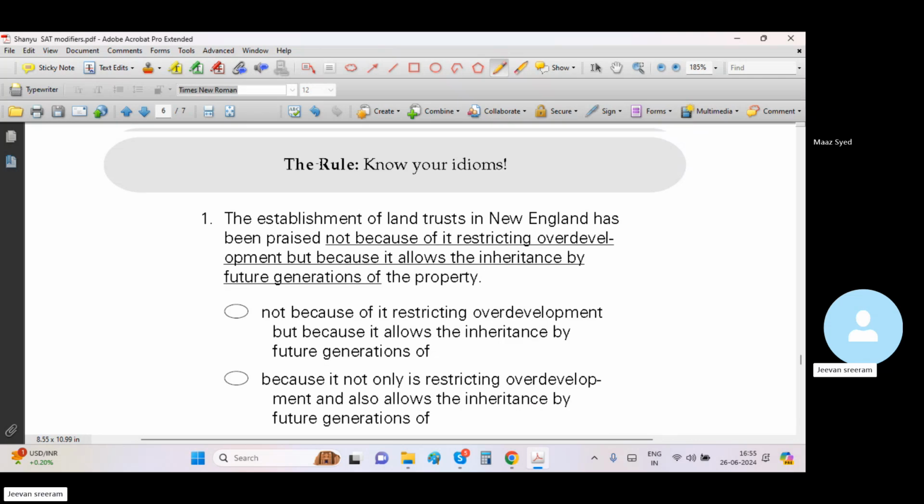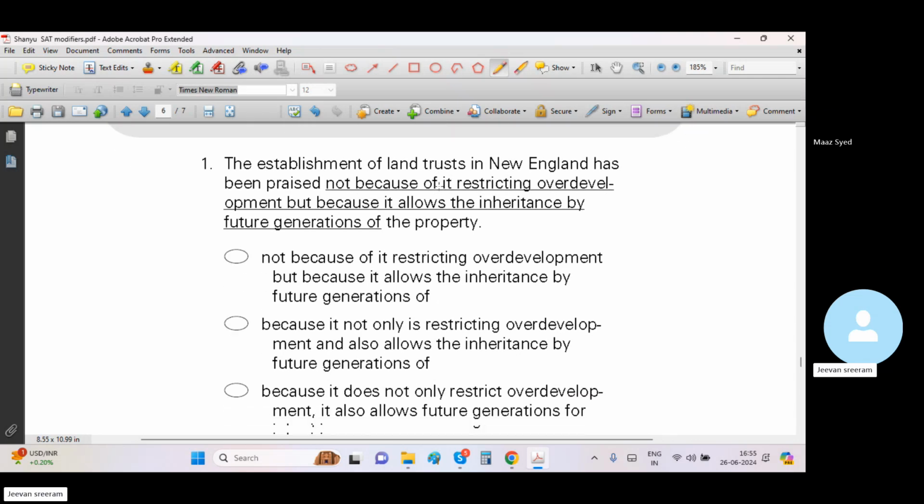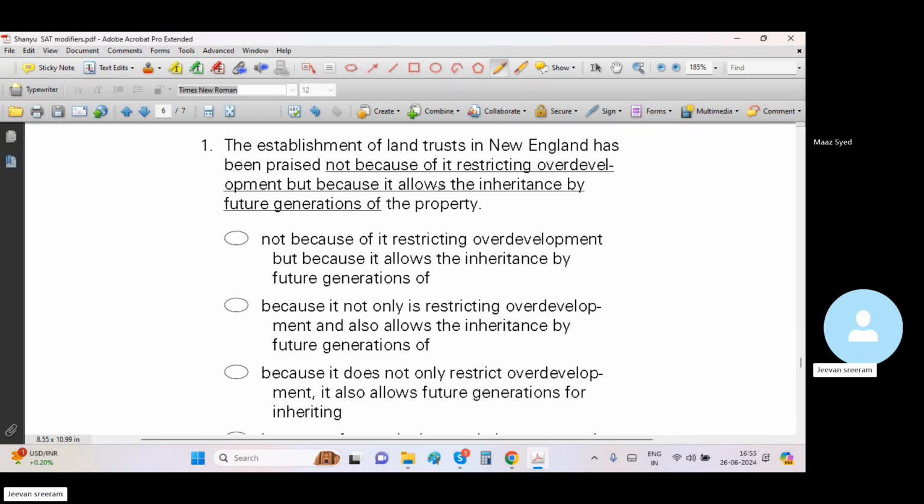The establishment of, it's actually idiom. Idiom means fixed phrases, buddy. Neither nor, either or, not only but also. Any fixed phrase should be considered idiom. Any phrase which is not giving direct sense, which is giving indirect sense, can also be considered idiom.